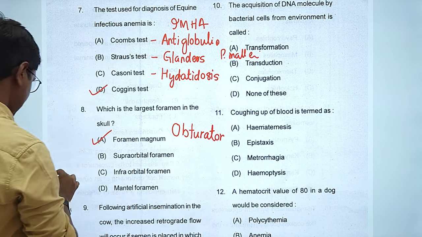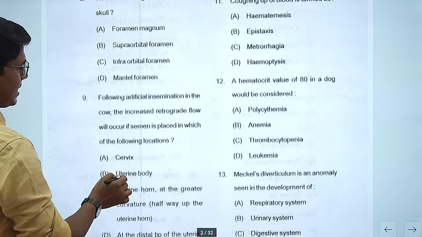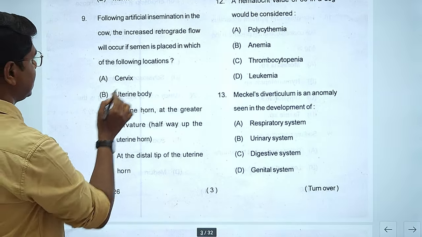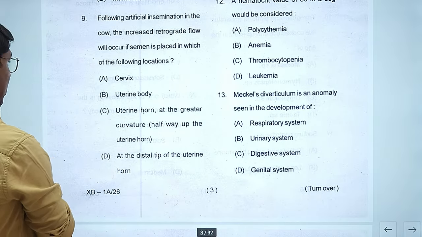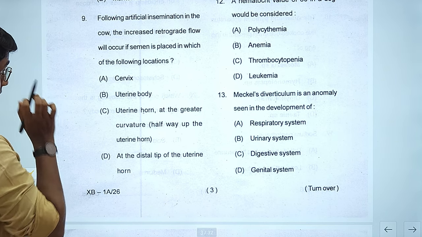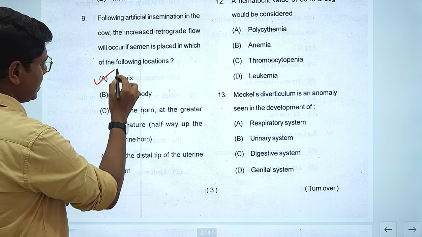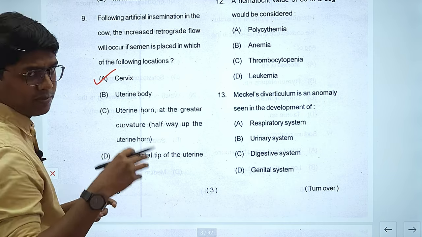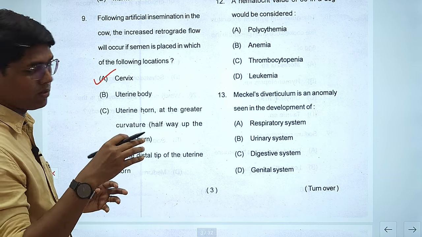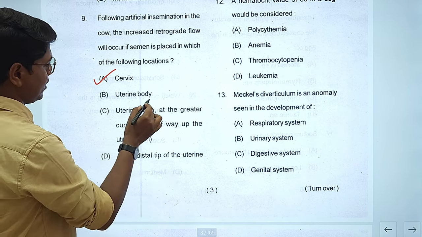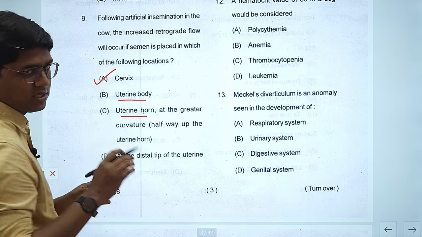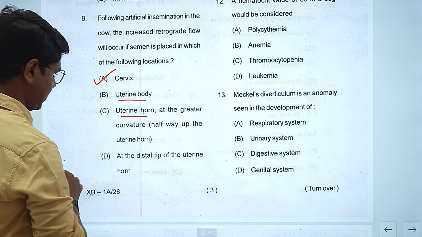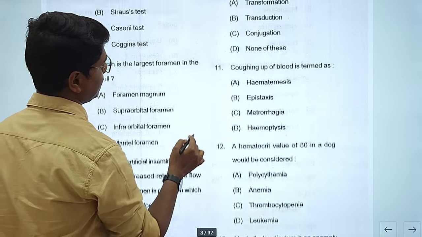Okay. Next question. Following artificial insemination in the cow, the increased retrograde flow will occur if semen is placed in the following location. The answer is cervix. When it is deposited in the cervix, instead of going to the uterus, it will come into the vagina. Normally, the uterine body or uterine horn are the places where the semen is deposited in artificial insemination.